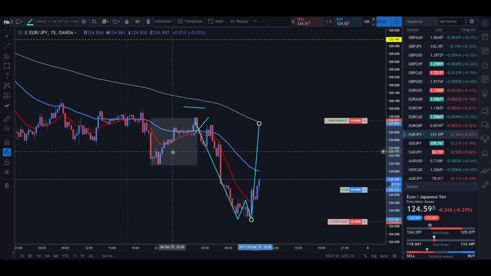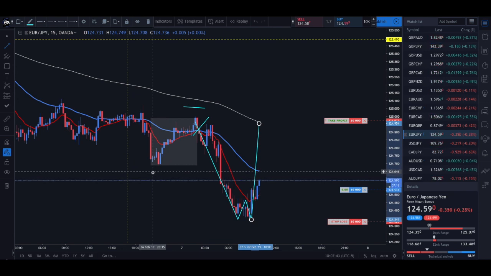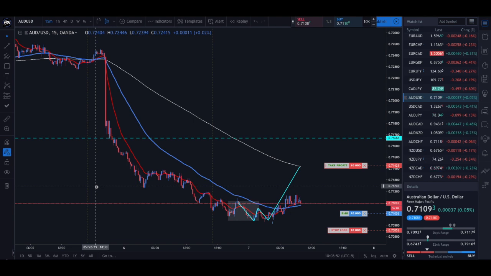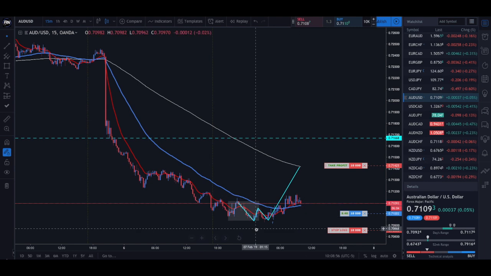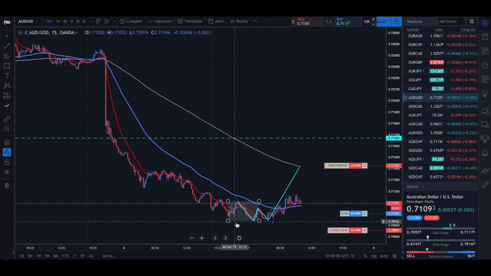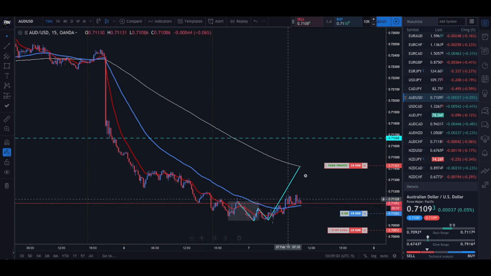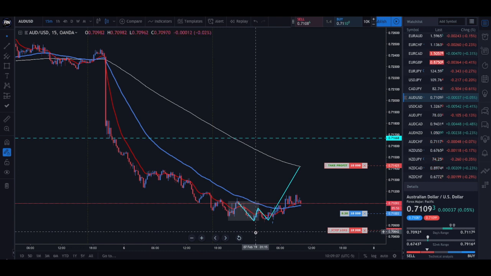So yeah, that was the two trade setups so far on Euro JPY. So Aussie dollar, as you can see, the plan is to basically get it to the 200 EMA. And yeah, that was essentially a nice little W pattern that we saw here on AUD USD, and we're still in that trade right now. So we'll see how it goes.